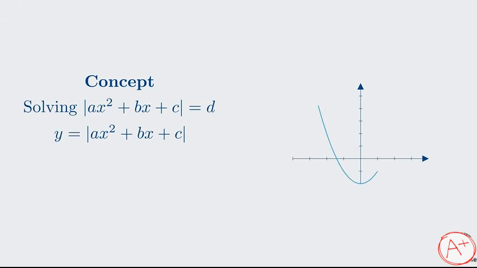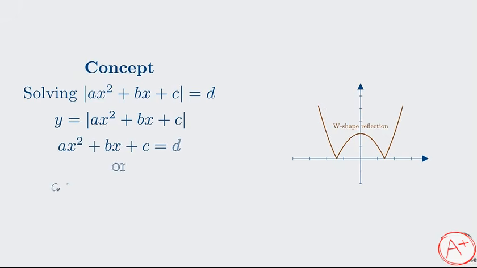Today we look at the concept of solving modulus equations involving quadratic expressions. The final type of equation involves a quadratic expression inside the modulus. To visualize this, imagine a standard parabola. Any part of the curve that would normally fall below the x-axis is reflected upwards, creating a characteristic W shape for quadratics with two roots.